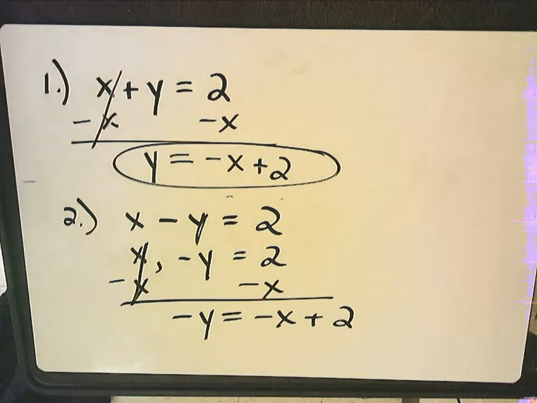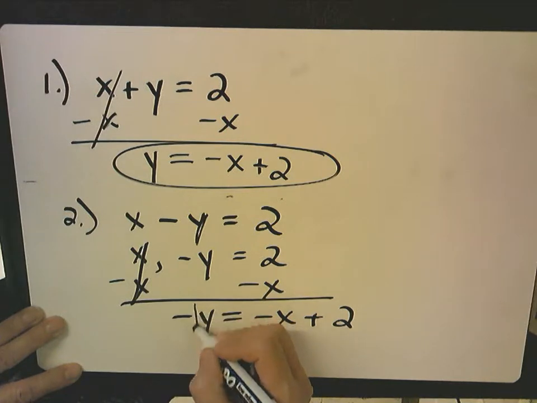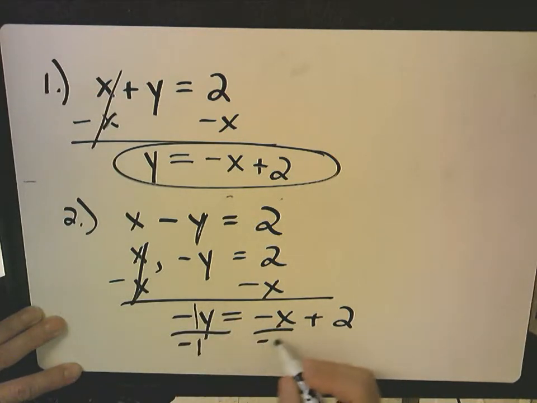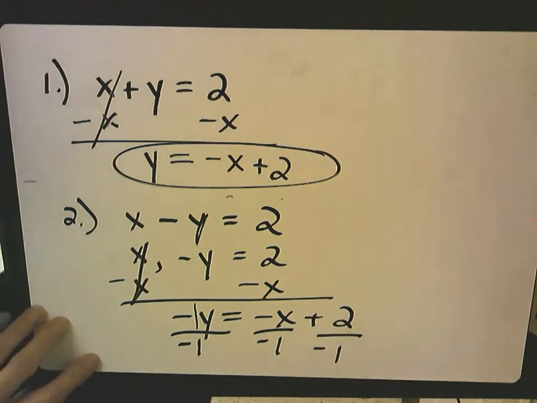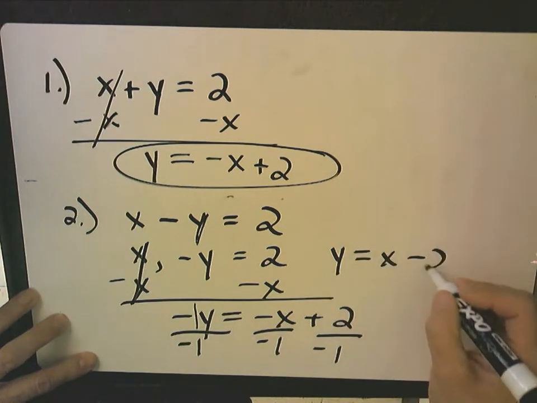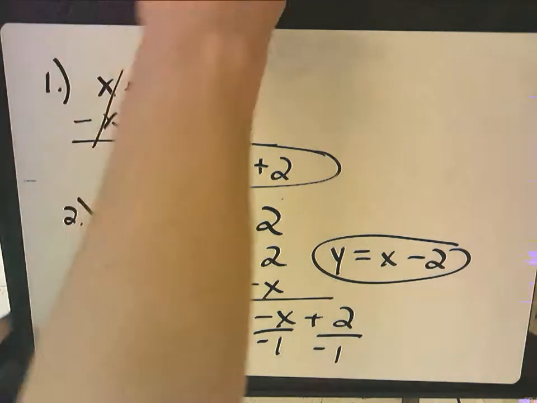And I'm not done, because the y is not isolated if it has a negative in front of it, because that stands for negative 1. So I can divide each term by negative 1, and I change the sign of everything, and I get y equals x minus 2. And I've now solved for y. Okay.